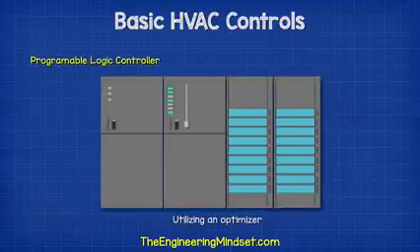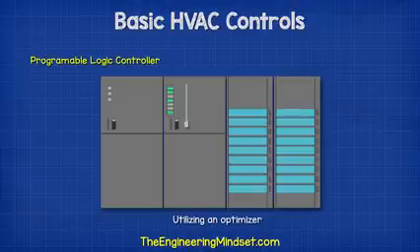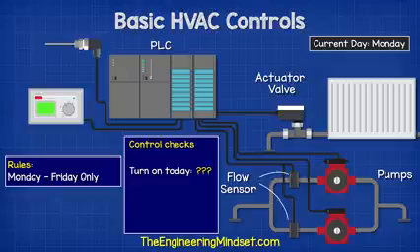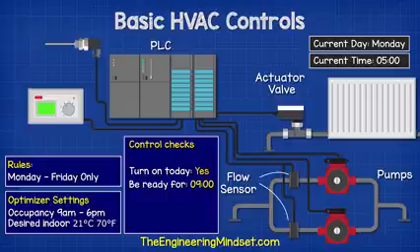A more sophisticated system, typically used in much larger buildings, will use an optimizer. And for this example, we have it connected to a programmable logic controller. This will check with the clock, should the heating turn on today? And if so, at what time will the building be occupied? The clock replies yes. The scheduled occupancy time is 9 a.m.